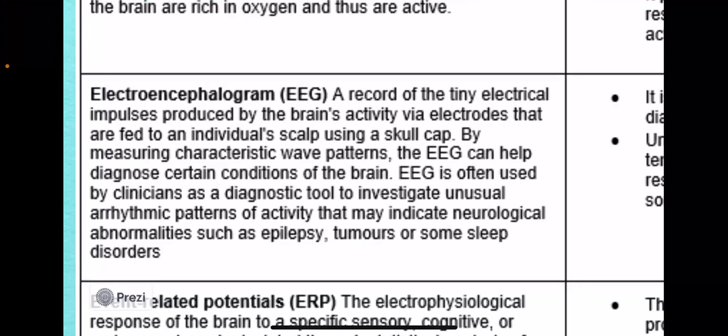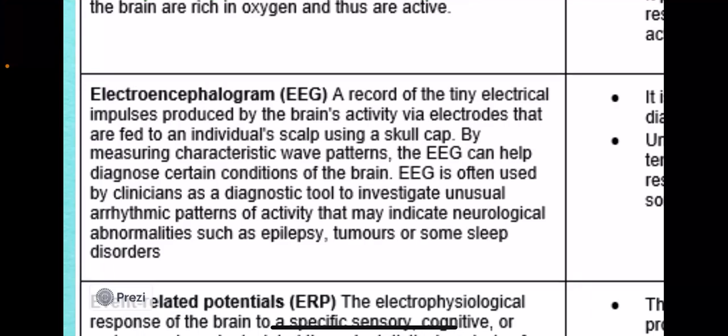Next we have EEG. EEG is a record of the tiny electrical impulses produced by the brain's activity via electrodes that are fed to an individual's scalp using a skull cap. By measuring characteristic wave patterns, the EEG can help diagnose certain conditions of the brain. EEG is often used by clinicians as a diagnostic tool to investigate unusual arrhythmic patterns of activity that may indicate neurological abnormalities such as epilepsy, tumours, or some sleep disorders.